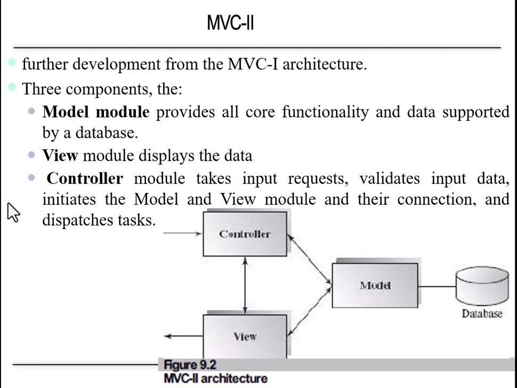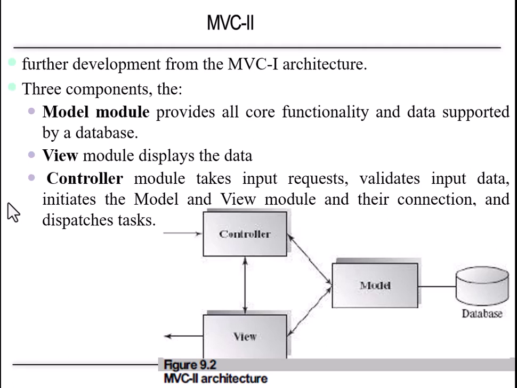The view module displays the data. The controller module takes the input request, validates the input data, and initiates the model and view module and their connection. This means the controller's task is to initiate the view and model. It takes input from the view, gives it to the model, and then gets back the value from the model and displays it on the view.